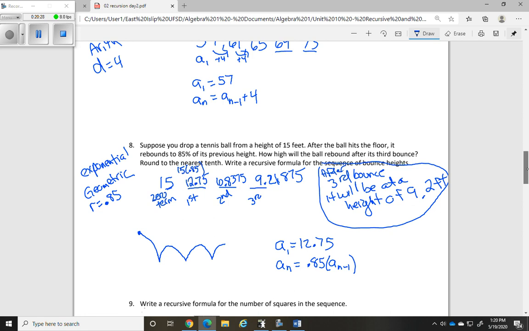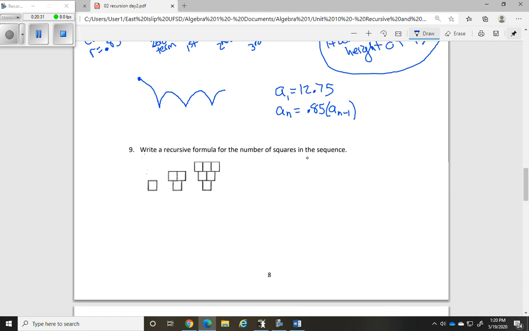Number 9, write a recursive formula for the number of squares in a sequence. So let's count them. There's 1, 3, 6. Now this one is a neither. I'm definitely not adding on the same number. Right here, I add on 2, and here I add on 3. Am I multiplying by the same number? If I multiplied to get from 1 to 3, I'd have to multiply by 3. But if I multiply to get from 3 to 6, I'm now multiplying by 2. So it's a neither.